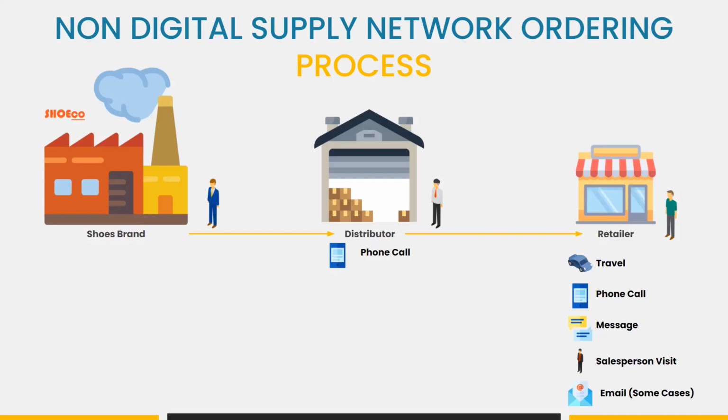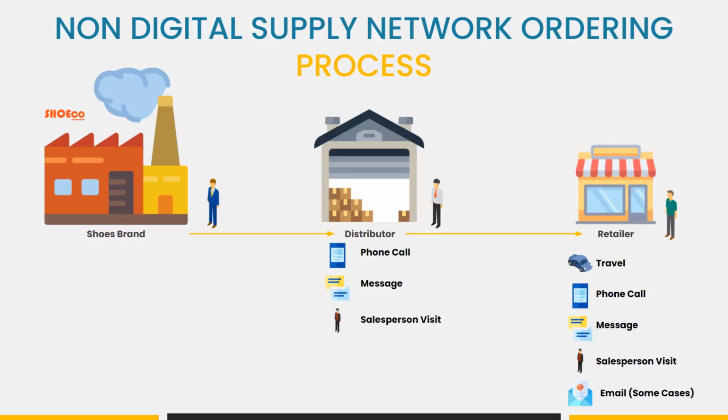Now we'll move up the distribution network ladder, and understand how a distributor typically places orders. Phone call is again a very common practice, followed by messages. This is where a WhatsApp message is sent, or people will write it down on a piece of paper, click an image, and then send it to the manufacturer.